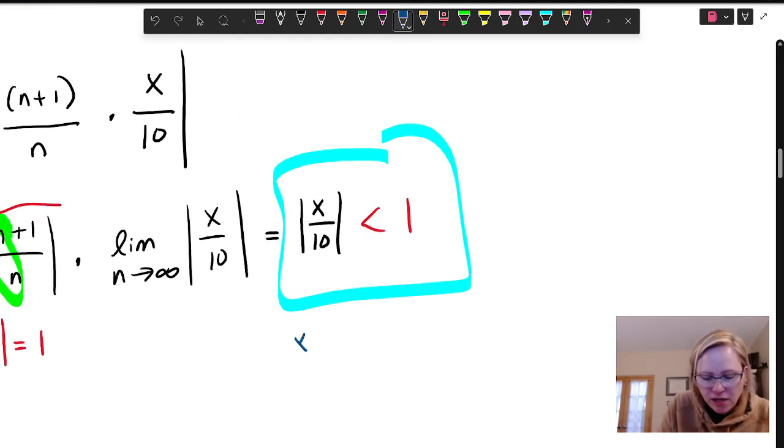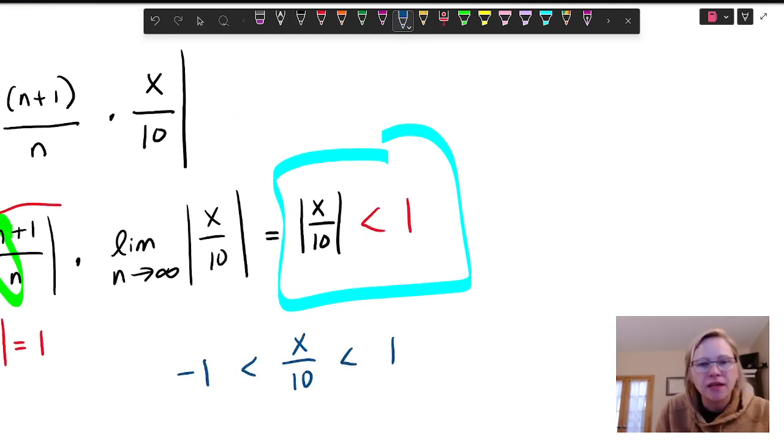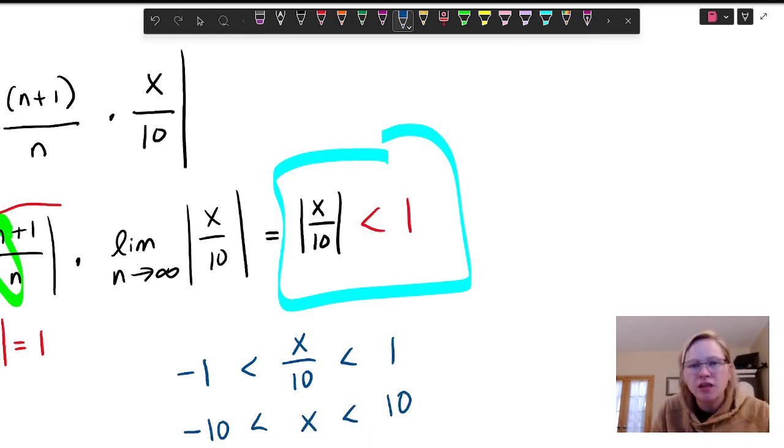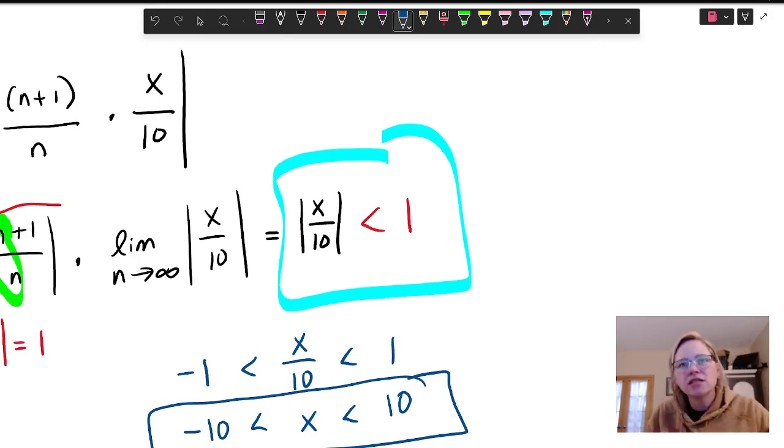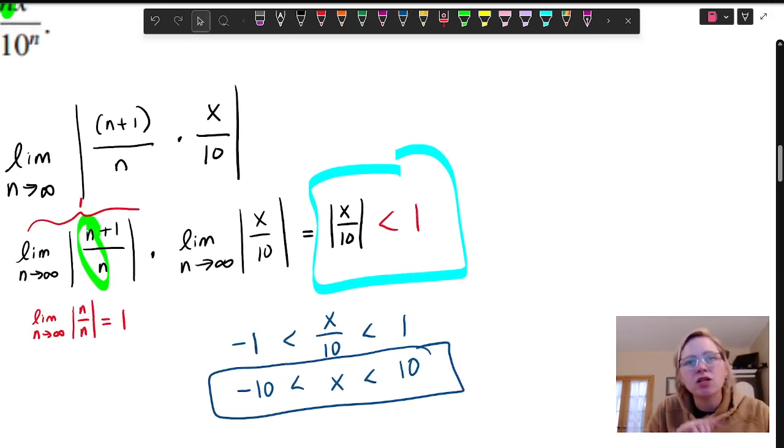We're going to say x over 10 has to be less than 1 and greater than negative 1. And then we're going to solve our inequality. Negative 10 is less than x, which is less than 10. And so we get this little interval of convergence, which I hesitate to call our interval of convergence, and we'll talk about why, but we kind of have our initial interval.